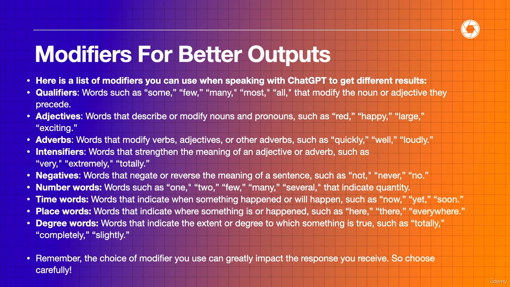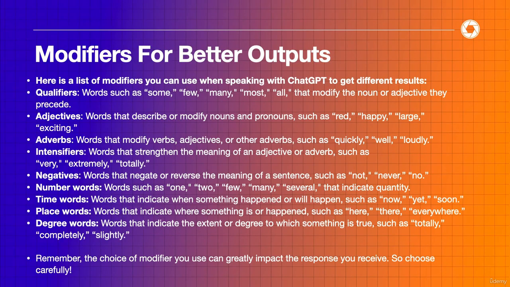Do you want ChatGPT to write negatives, words that negate or reverse the meaning of a sentence such as not, never, no. This is good for telling ChatGPT things you do not want it to include or you do not want it to act as, or things you don't want to hear about in your answer. Number words such as one, two, few, many, several that indicate quantity. Again, a list of 5 things is different than a list of many things.